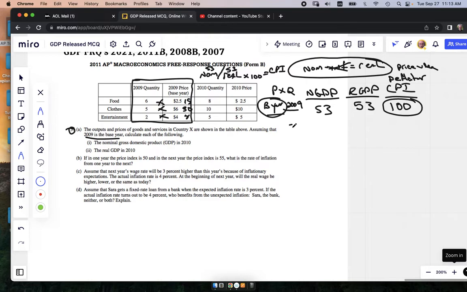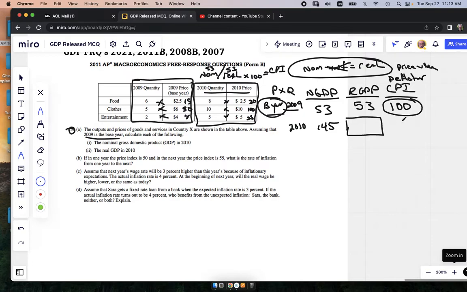Now let's try to do 2010. I'm going to probably mess that up. It's basic math. 2.5 times 8, 20. 10 times 10 is 100. 5 times 5 is 25. So 145. So we just did price times quantity for 2010, prices and quantity, and we got our nominal GDP. Pretty straightforward and simple. Now, how do we find real GDP?